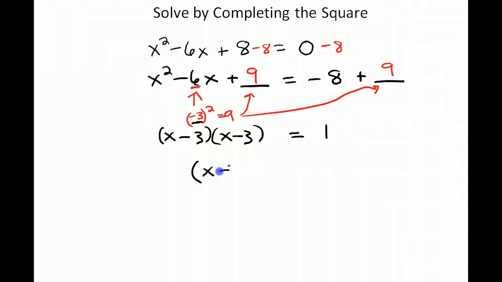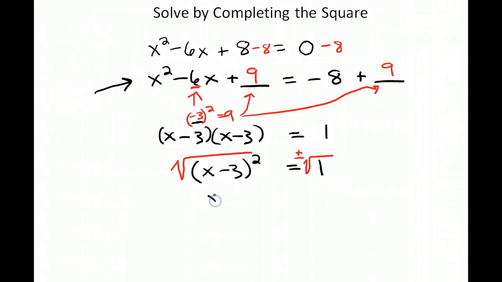Now you might be able to just go right to this step and write x minus 3 quantity squared equals 1. Because when you factor this, you are always going to get a perfect square because we chose the 9 so that I would get a quantity squared. Now, at this point, we take the square root of both sides and we put in our plus or minus. And now the square and the square root undo each other and we just get what was underneath. And over here, the square root of 1 is 1, so I get plus or minus 1.